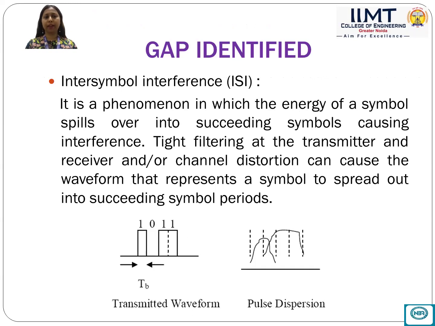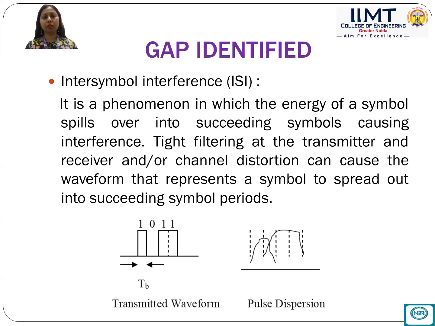Then the gap identified across the syllabus is inter-symbol interference. Actually, that topic is very important and it should be included in the digital communication syllabus. It is a phenomenon in which the energy of a symbol spills over into succeeding symbols, causing interference. Pulse filtering at the transmitter and receiver and/or channel distortion can cause the waveform that represents a symbol to be spread out into succeeding symbol periods.